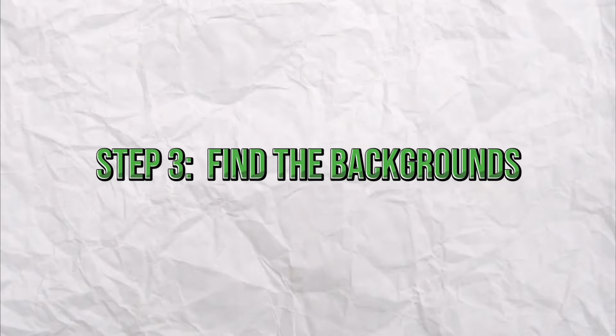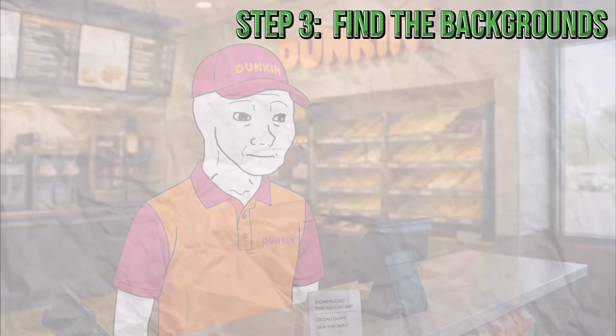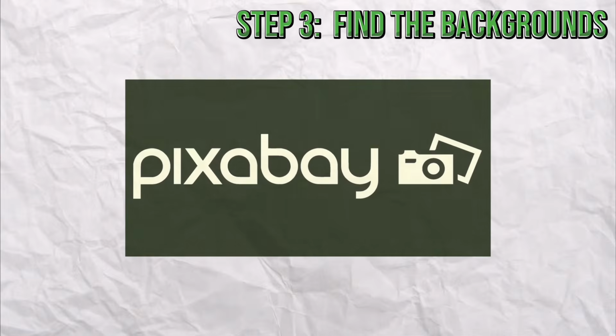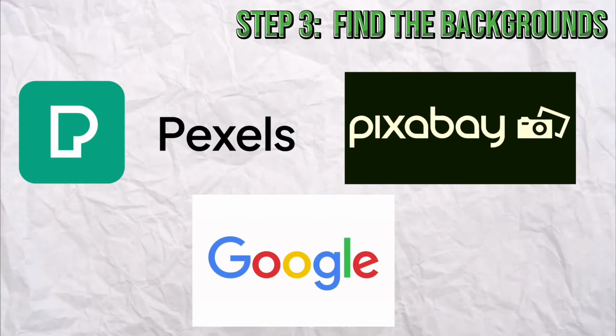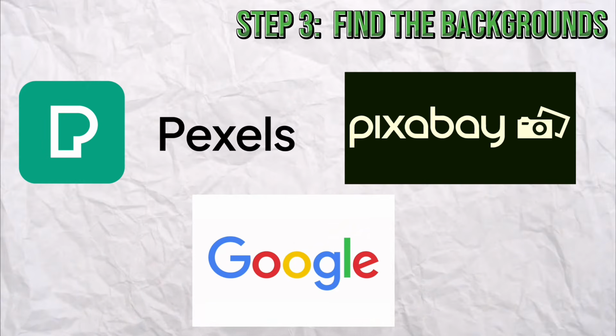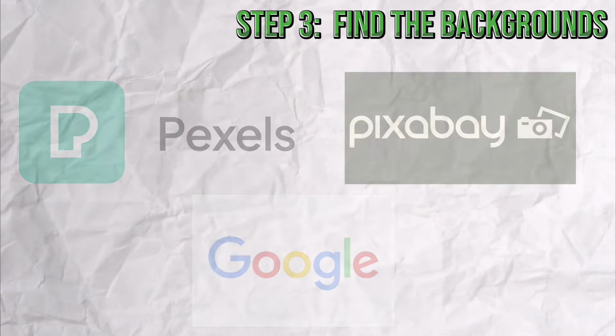Step 3. Find the backgrounds. In Wojak videos, characters are usually placed in front of stock photo backgrounds that match the story. You can search for these images on Google, or use free sites like Pexels or Pixabay. Just search for the scene you need, whether it's a donut shop, office, street corner, or hotel lobby, and download a suitable image.